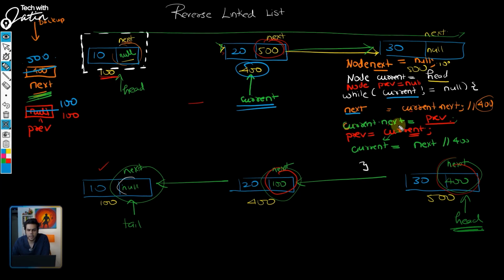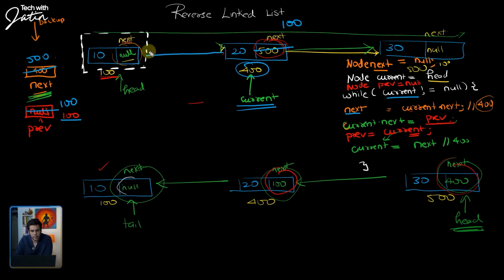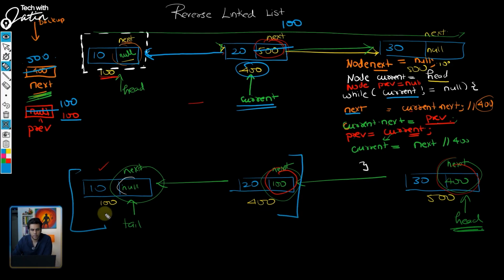Alright. Current dot next equal to previous. What is there inside previous? 100. Remove this. Put 100 over here. So this link which was not there now got created. Look at this: 10 null, 20 100, 400 400, right? So this is also working for us.